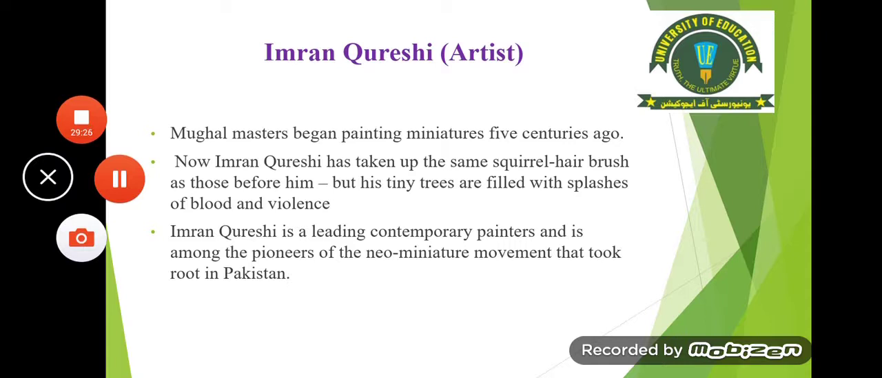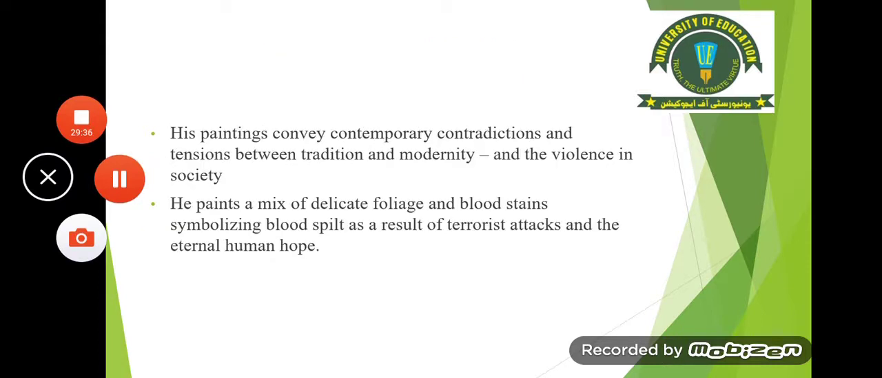Imran Qureshi is a leading contemporary painter and is among the pioneers of the new miniature movement that took root in Pakistan. His paintings convey contemporary contradictions and tensions between tradition and modernity and the violence in society. He paints a mix of delicate foliage and blood stains, symbolizing blood spilt as a result of terrorist attacks and the eternal human hope.